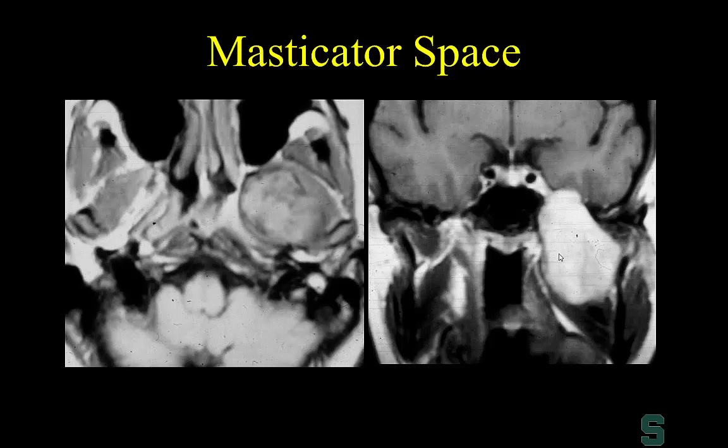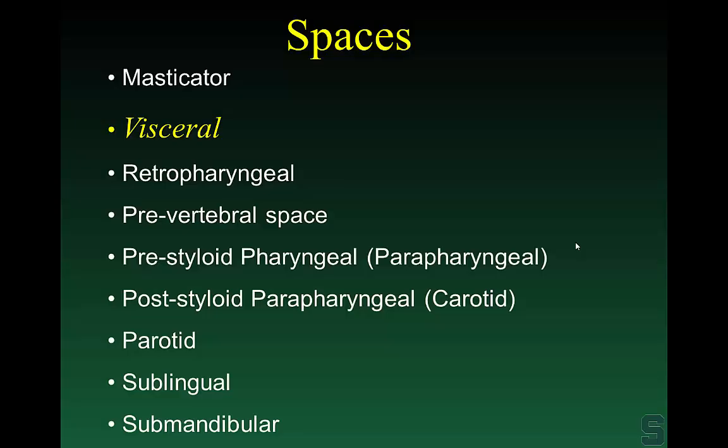And then when we look at the coronal images, we can see this mass extending superiorly through foramen ovale, which confirms the fact that we're looking at a schwannoma arising from the third division of the fifth cranial nerve. So that's the masticator space. Remember, the three primary components are muscle, bone, and nerve. And if we can properly identify it, then we can come up with a solid differential diagnosis.